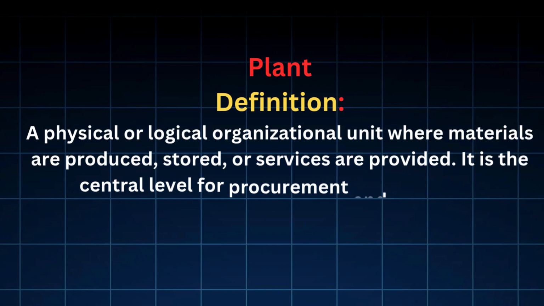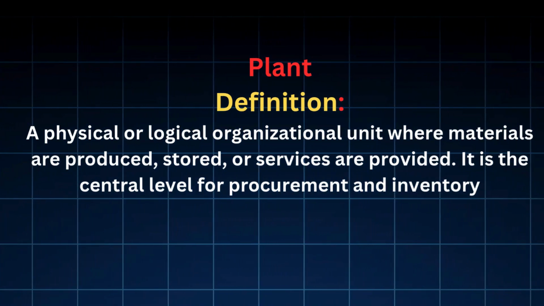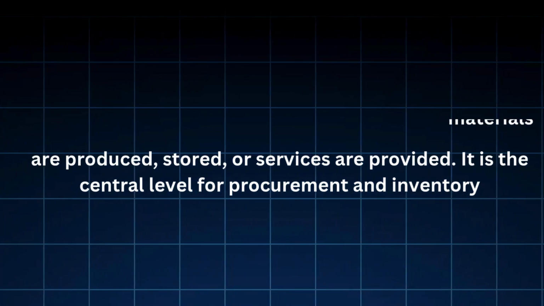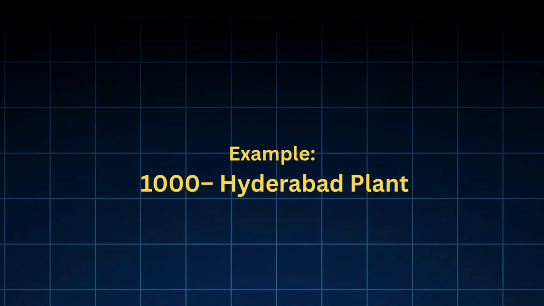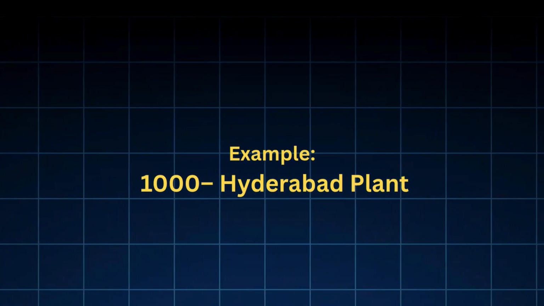Below company code, we have the plant. Plant is a location where materials are manufactured, stored, or issued. This can be a factory, manufacturing unit, or a warehouse. For example, plant 1000 could be your Hyderabad manufacturing unit.